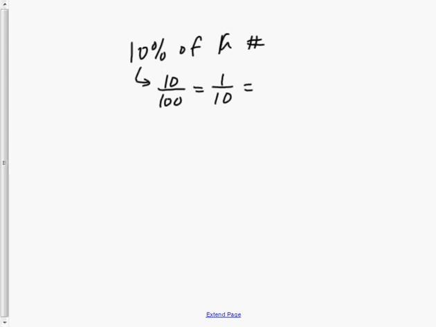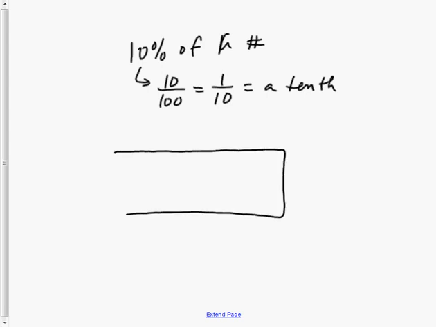The third one the textbook wants you to be able to solve is 10% of a number. And 10% of a number is actually probably one of the easiest ones to do to find the answer, but it's kind of a complicated one to understand what it means. So 10% is really 10 out of 100, or in lowest terms, 1 out of 10. So we could say a tenth. So 10% really represents a tenth of a number.